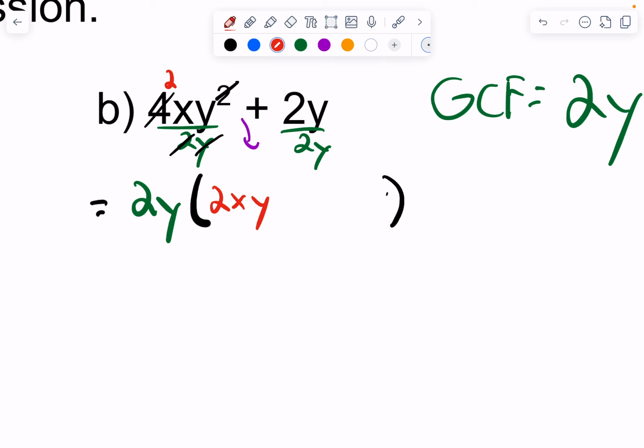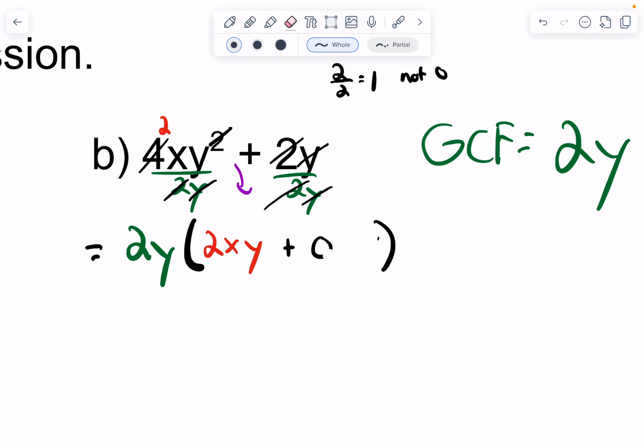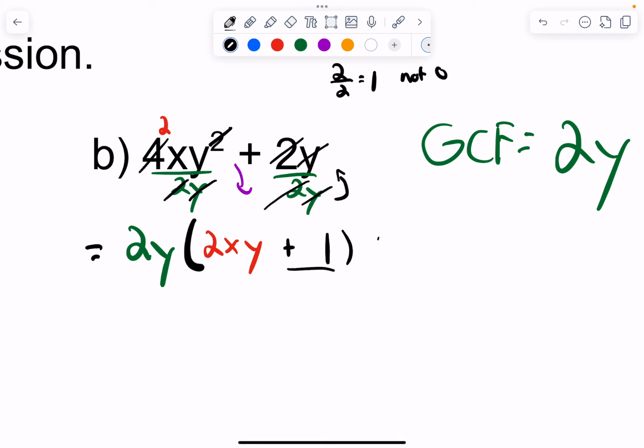Here, the 2 and the 2 cancel, and the y's cancel. But careful. When I say the word cancel, it's not like they go to 0. Mathematically, what actually happens when you're doing a division is 2 divided by 2 equals 1, not 0. So don't put plus 0 here. That's not the case. Mathematically, what you're saying is how many times can 2y go into 2y? Well, it can go in 1 time. So 2y, factoring out 2y, simplifies to becoming 1.